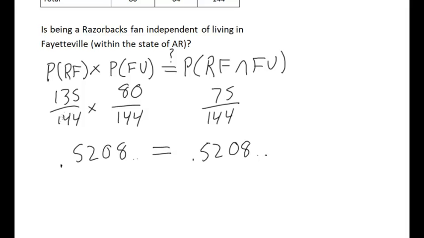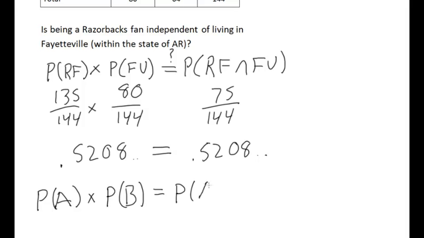So the overall formula, again, for testing for independence is if the probability of event A times the probability of event B equals the probability of the intersection of A and B, then the events are independent.